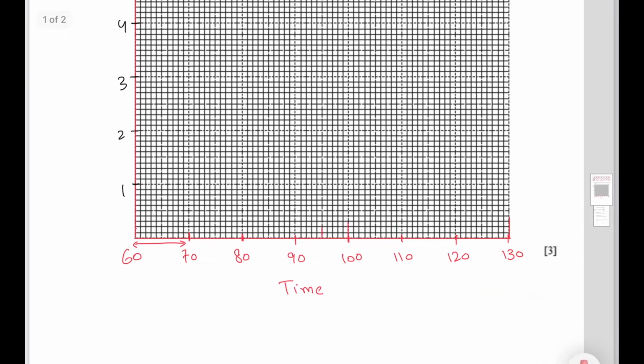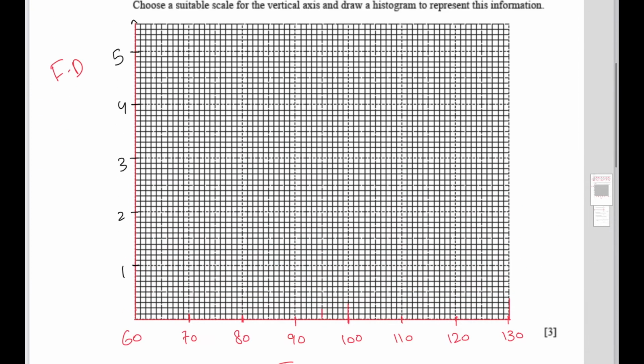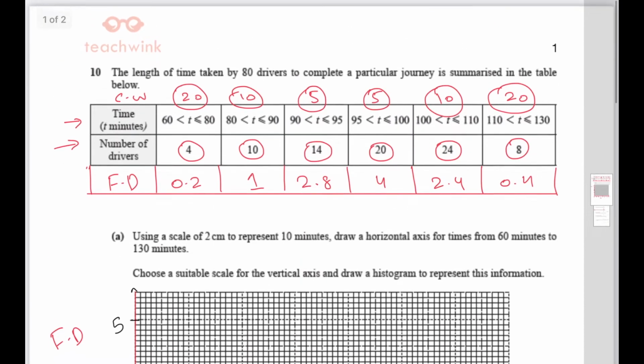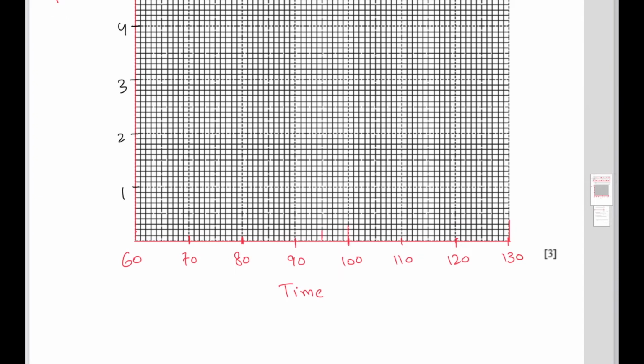One second, let me remove this. Okay, so let's label this as the frequency density and let's start plotting the values. So from 60 to 80, it is about 0.2. 0.2 would be somewhere around here. So I draw a horizontal line up till 80 and I shade this part. Okay, that's the first class interval.